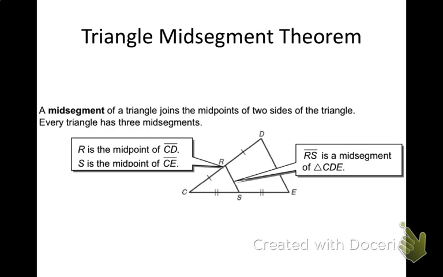So triangle mid-segment theorem, again, as we just said, a mid-segment of a triangle joins the midpoints of two sides of the triangle. And as we said, there are 3 mid-segments in any given triangle. Now again, what's important about this? Well, it goes from midpoint to midpoint, so the sides are cut in half. Recognize that. And there are some interesting properties that we're going to discover here with the first couple problems.